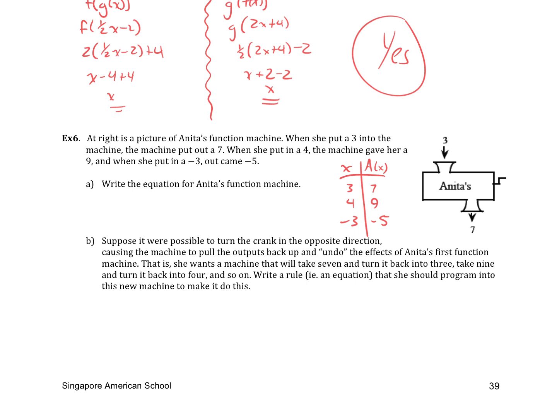So we want to try to turn this crank in the opposite direction and feed it the 7 so it spits out the 3. We're going to figure out what is the rule for going kind of backwards on this machine. She wants a machine, we're going to call it A inverse, that, I guess all we know about it is if we put in 7 or 9 or negative 5, it's going to spit out 3 or 4 or negative 3.